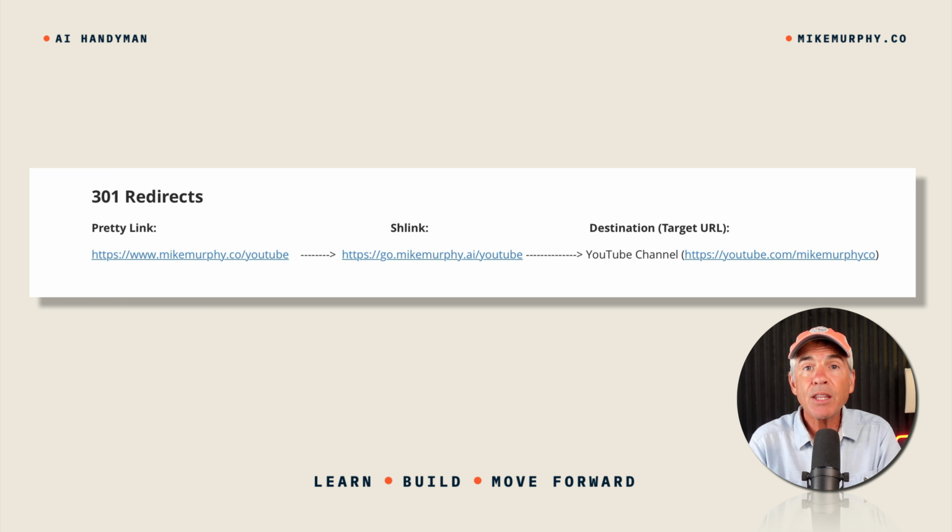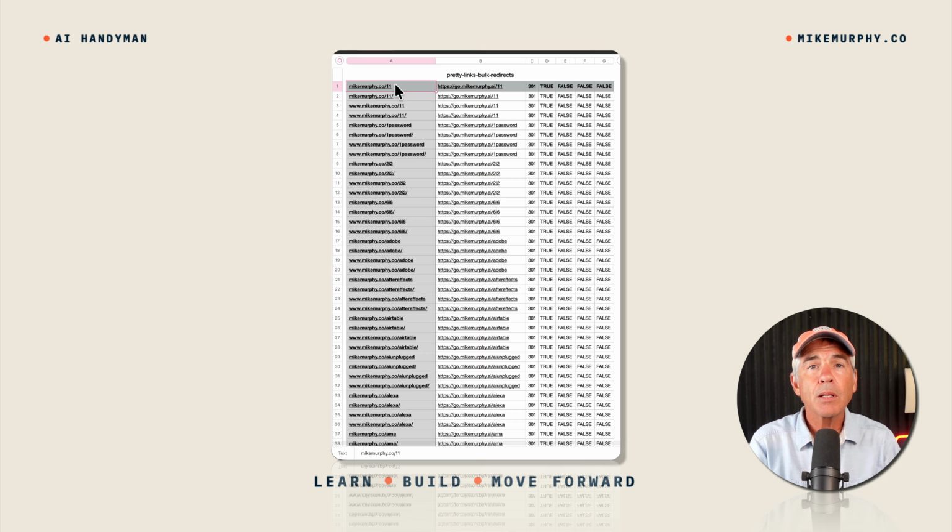To prevent the Pretty Links from breaking, when I officially migrate my website from WordPress to Astro, I need to set up what are called 301 redirects on each of the Pretty Links. A 301 redirect is just permanent instructions that say anytime somebody clicks on the old Pretty Links, redirect or forward them to the new Shlink URL.